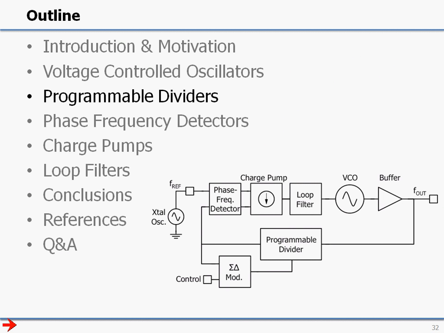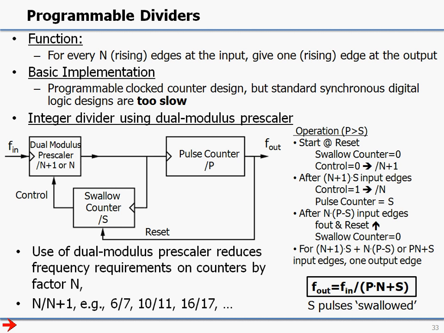Okay. So at this point, we finished voltage-controlled oscillators, and we're going to look at how to design programmable dividers. The basic function of a programmable divider is to take n input edges and at the output give one output edge. The basic implementation of this circuit could be a synchronous counter. The problem when we would use synchronous counters for frequency synthesis applications is that they are too slow for the type of frequencies we want to achieve.